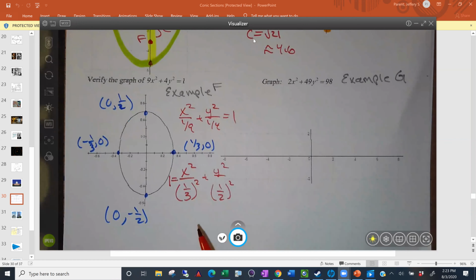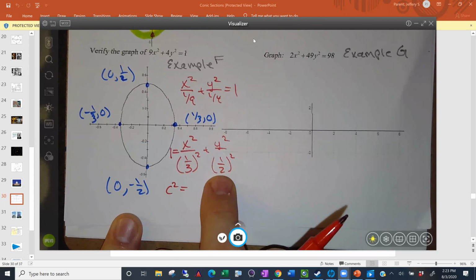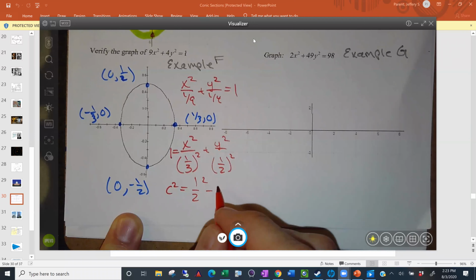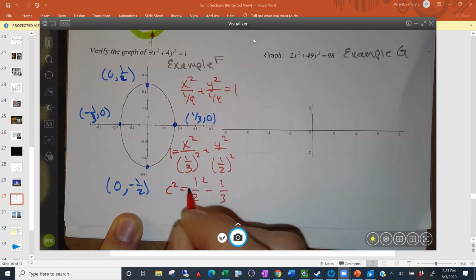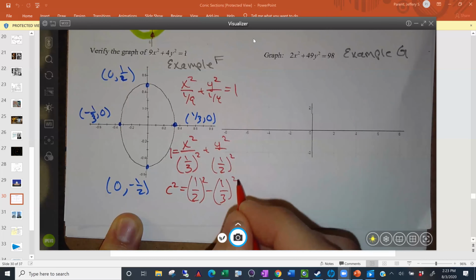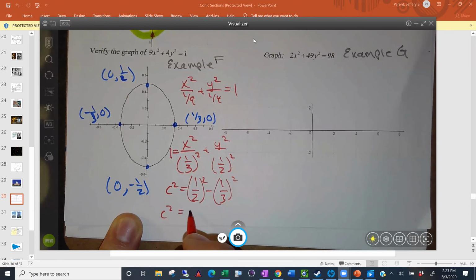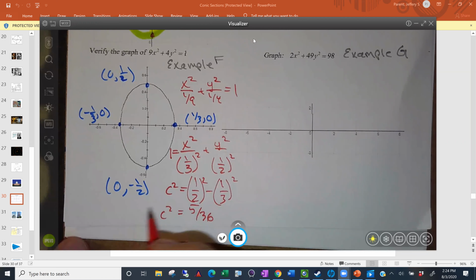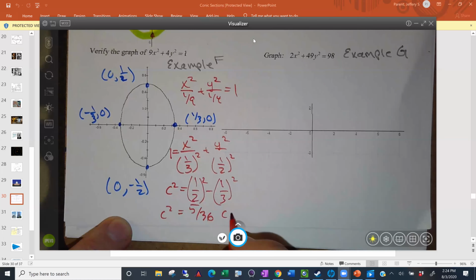So might as well finish this one up. If I'm going to find the foci, I'm going to calculate c squared equals, well, the larger of these would be the 1/2. 1/2 squared minus 1/3 squared. If you get common denominators, that would be c squared equals 5/36. So c would equal the square root of 5 divided by 6.